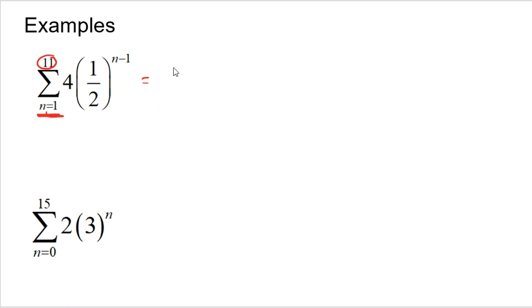All right, so the formula starts off with the first term you care about. According to this problem, that's plugging in 1. So if I plug in 1, 1 minus 1 is 0. 1 half to the 0 is 1. Anything to the 0 is 1. 4 times 1 is 4. So the first term I care about is 4.